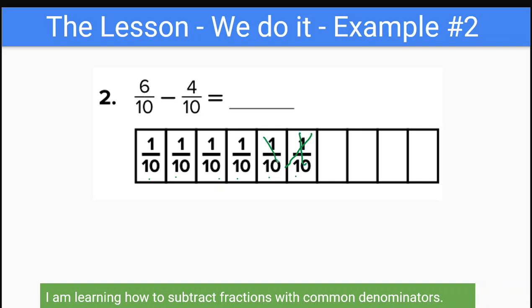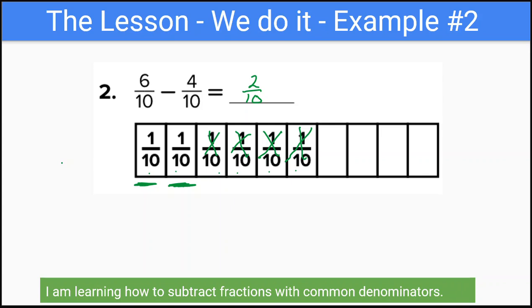1, 2, 3, 4. How much are we left with after we cross off 4? Yeah, we're left with 2, and there they are right there. So 6/10 take away 4/10 equals 2/10. Okay? Kids, you're learning how to subtract fractions with common denominators.